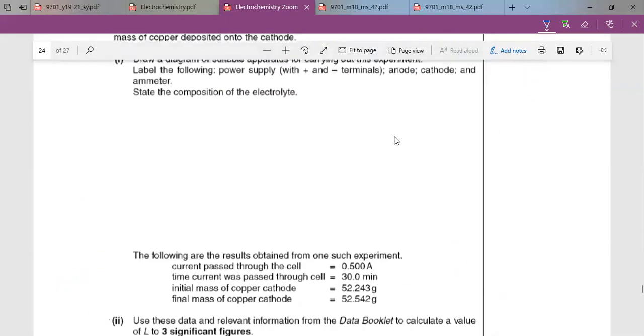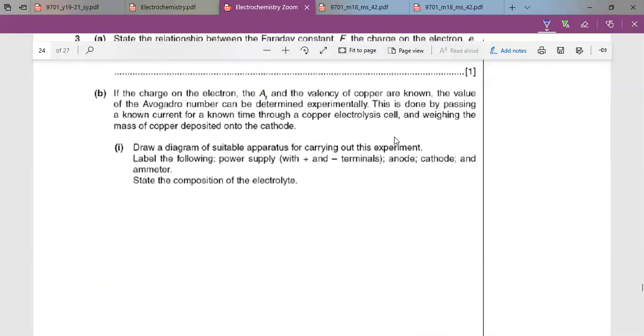Okay, right. So here, the charge of the electron, that means 1 electron, what's the charge? 1 minus, 1.6 times 10 to the power of minus 19. The Ar and valency of copper is known, that means I know this. The value of Avogadro's number can be determined experimentally. This is the whole thing. It's done by passing a known current for a known time through the copper electrolysis, weighing, and so forth.